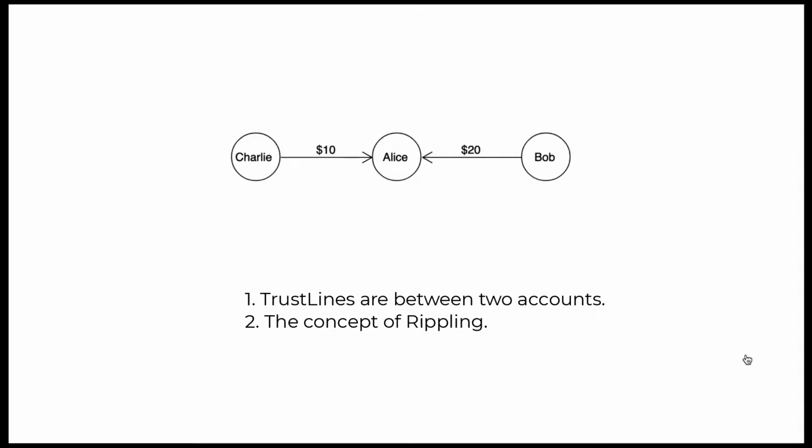Here, Alice is the issuer. Bob and Charlie are user accounts. This is a trust line between Charlie and Alice. So this trust line has some settings or configurations from both Charlie and Alice's end. That's one thing I want you to understand. A trust line is always between two accounts, and both accounts have some configurations on that shared trust line.